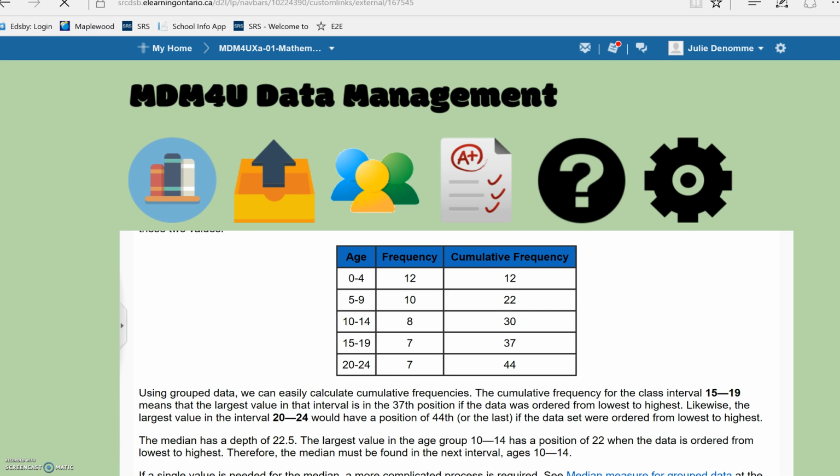Okay, so then, yeah, no, you're right. 10 and 14? Yeah, because 22 is not 22 and a half, right? So you can't use the interval of 5 to 9. So you have to use the next one because it's 0.5. So in this example, it would be from 10 to 14.